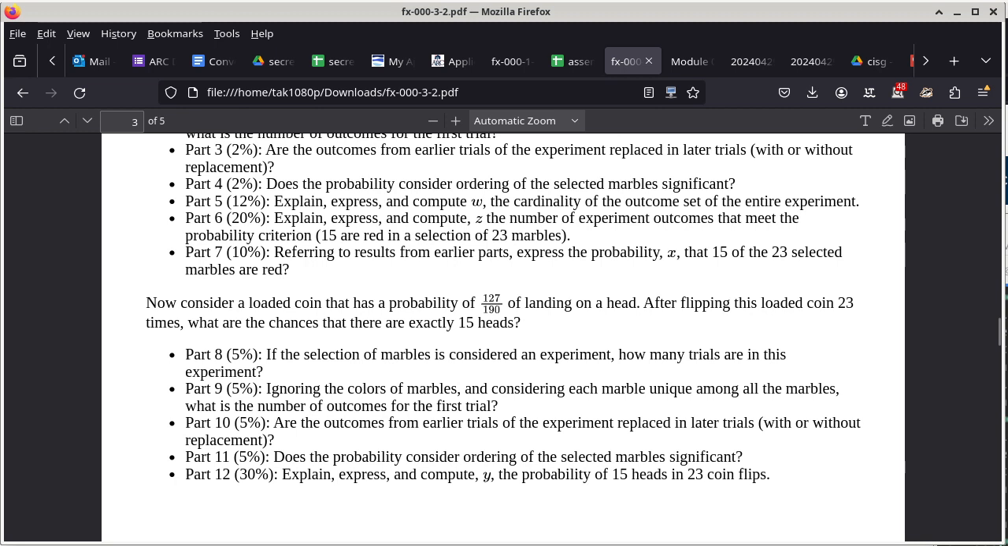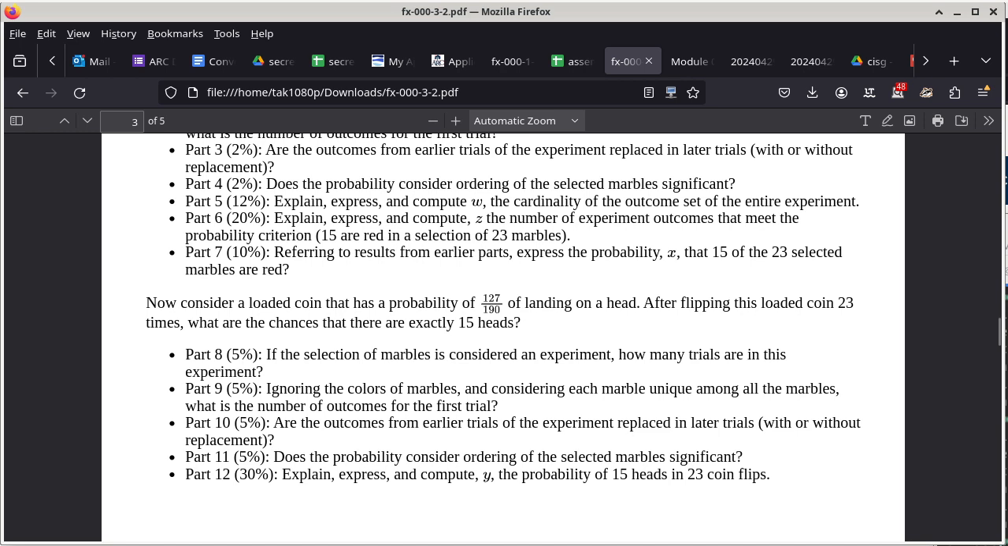Part 10 is, are the outcomes from earlier trials of this experiment replaced in a later trial? The answer is yes, because a coin landing on a head does not mean that it cannot land on a head again. And then part 11, does the probability consider the ordering of the selected marbles or coins, in this case head or tail, significant? The answer is no, because we are only asking to see if there are exactly 15 heads out of the 23 coin flips.